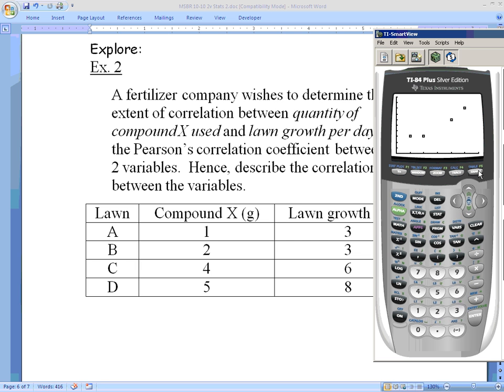So what can we see from this? They tried putting on 1 gram of this compound, and we got 3 millimeters of lawn growth. So they tried increasing it, and up to 2 grams of compound, and they still had 3 millimeters of growth. So they said, well, let's try a whole bunch more. And suddenly, when they put a lot more on, the 4 grams, we got 6 millimeters of growth. And then when they went up to 8 grams, they got even more. So that's really a good thing for the company, because in order to get your lawn to grow, you have to buy more of their product.